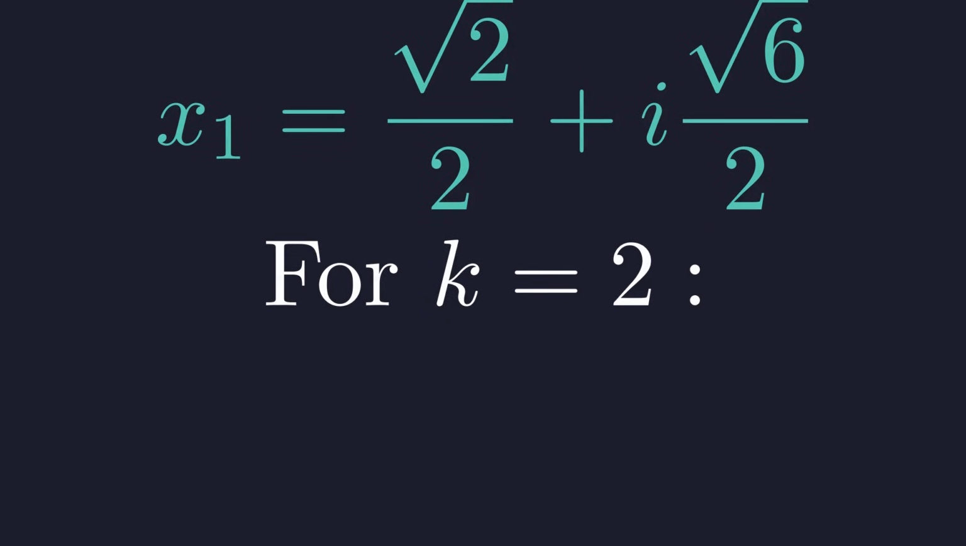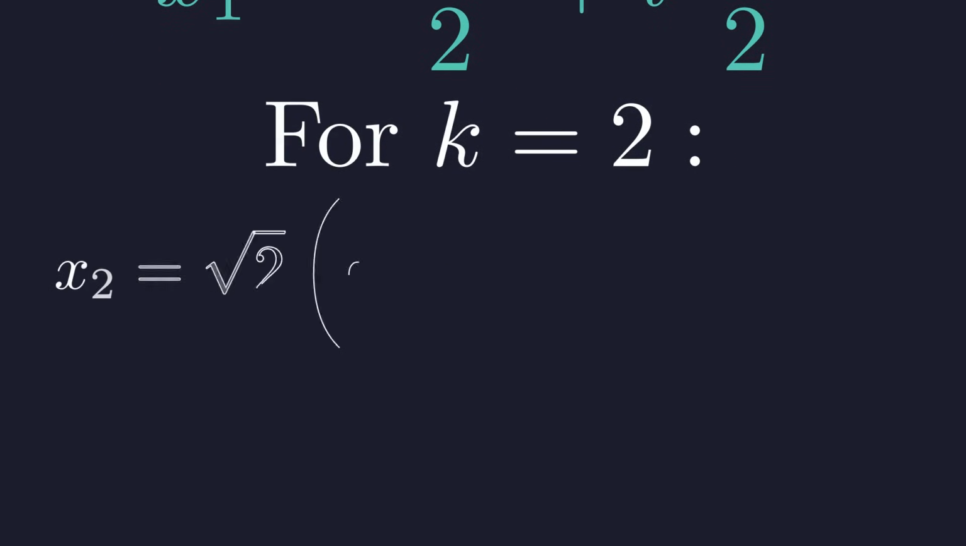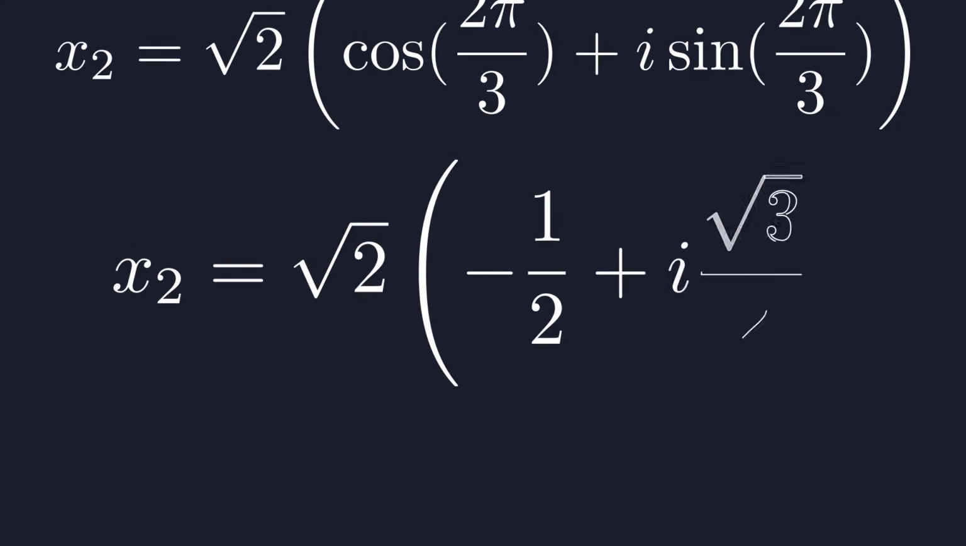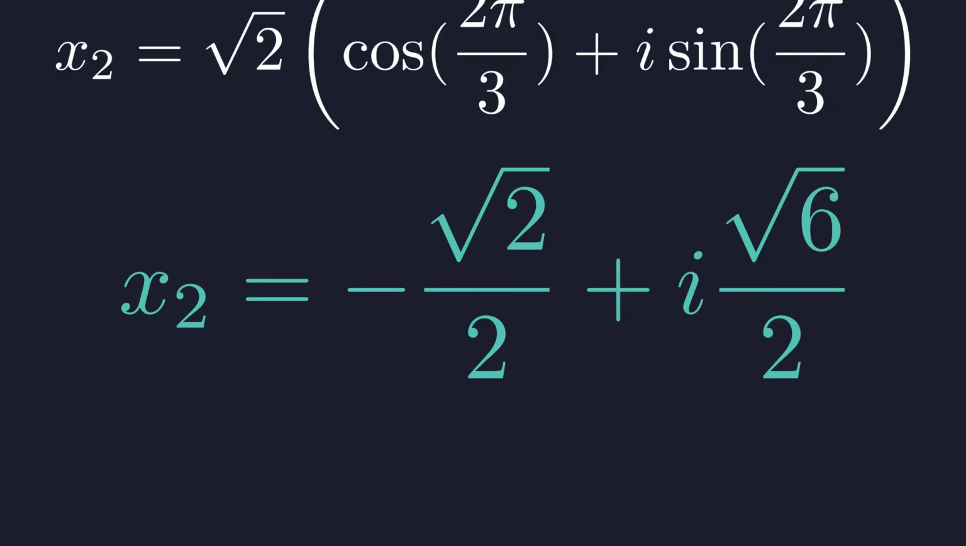Moving to k equals 2. The angle is now 2 pi over 3, or 120 degrees. We're in the second quadrant now. Cosine is negative 1/2, but sine stays positive at square root of 3 over 2. And this gives us another complex root in the upper left.